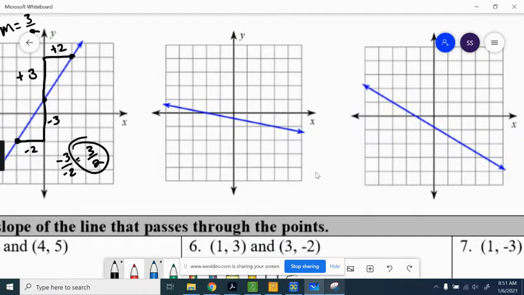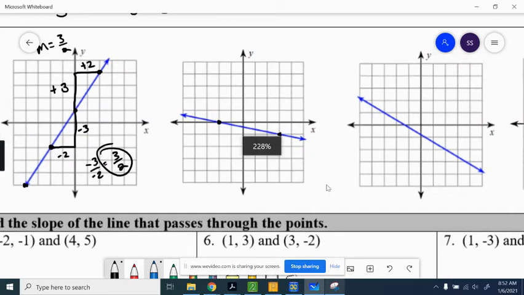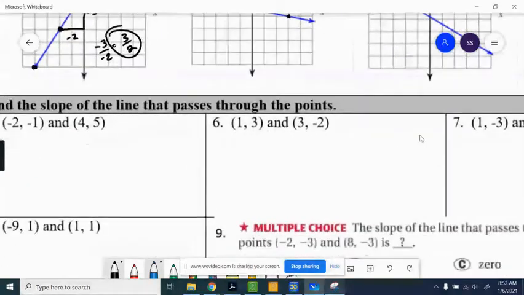Why don't I find your points here? It looks like here's a perfect little spot here, and how about here? Why don't you guys go ahead and do those? I think we've set you up for those.